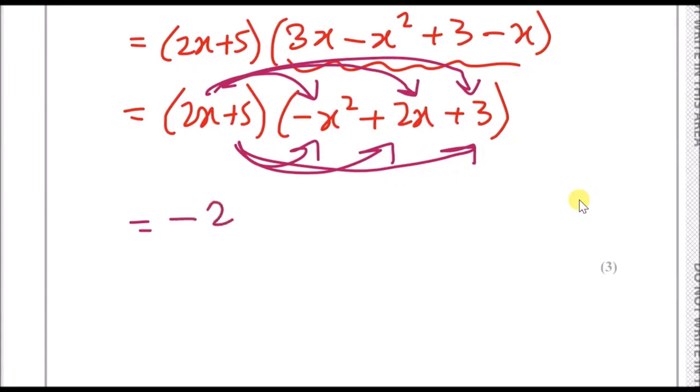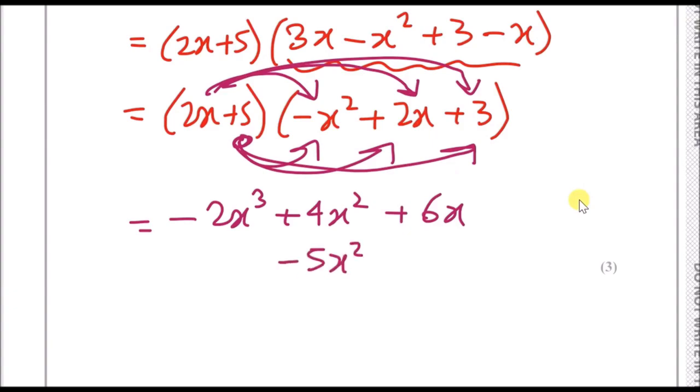That's going to give us minus 2x cubed. 2x times that is plus 4x squared. Then we're going to get plus 6x. So keep in mind the power orders, yeah? Next, we're going to move on to the 5 now. So 5 times minus x squared would be minus 5x squared. So just line it up. 5 times that is plus 10x. And 5 times 3 is plus 15.